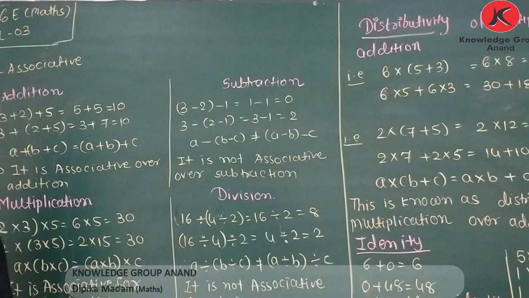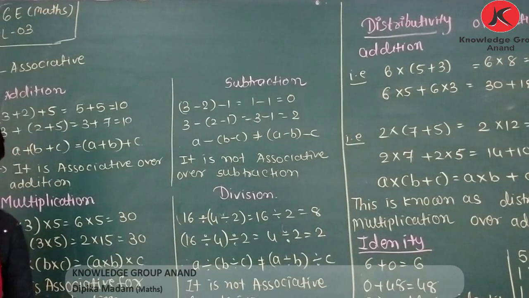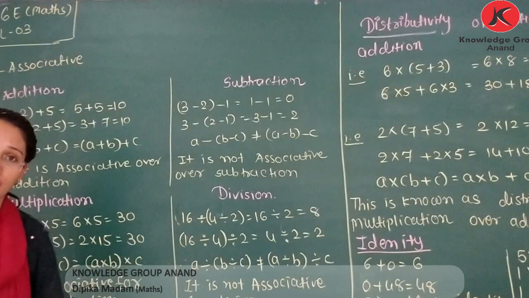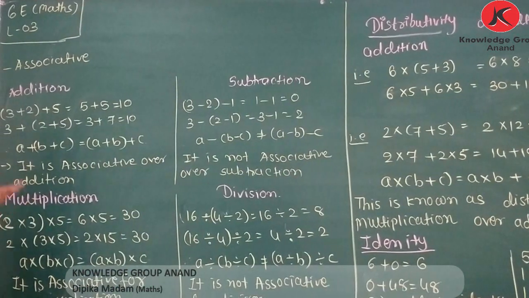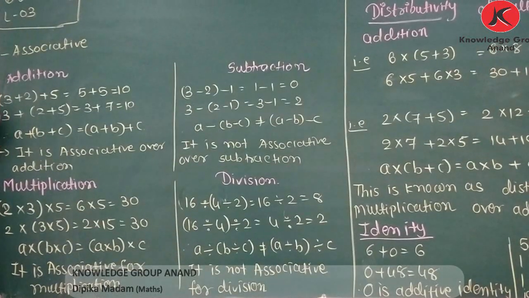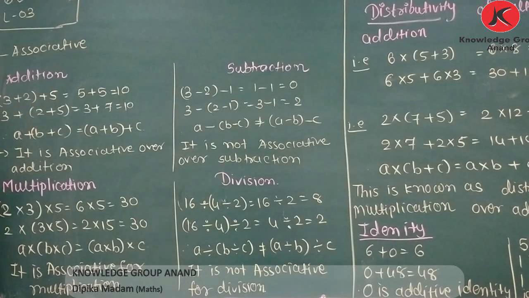Commutative. Next property is associative. Associative means you can change the group in addition and multiplication. So we have to check whether it is possible for subtraction and division also. Okay, so first we will check the associative property for addition. First, here we will take three numbers 3, 2 and 5. First we will perform the addition of 3 plus 2.